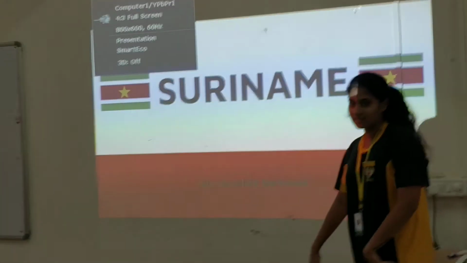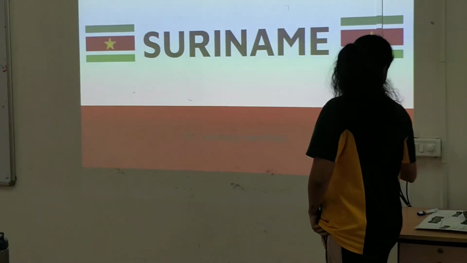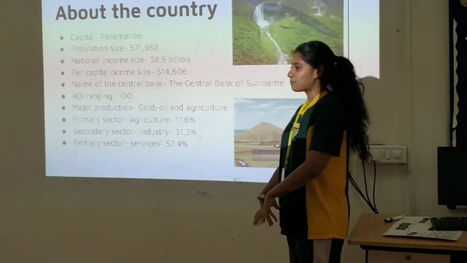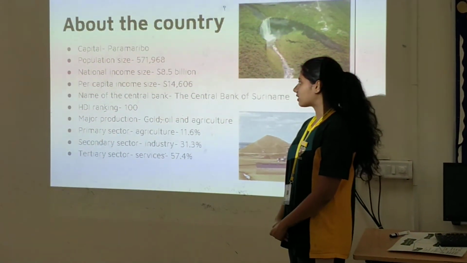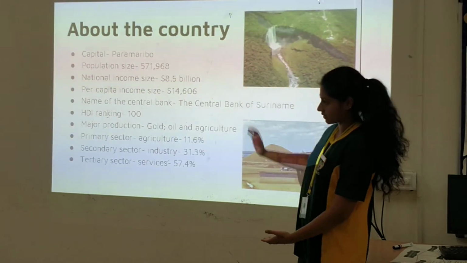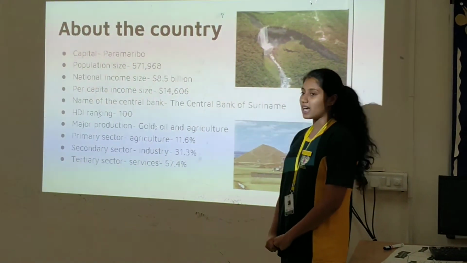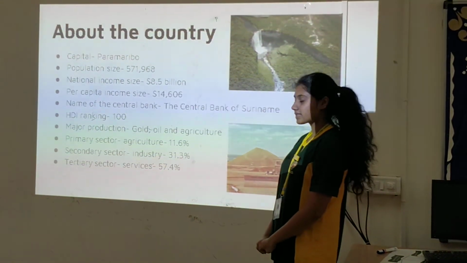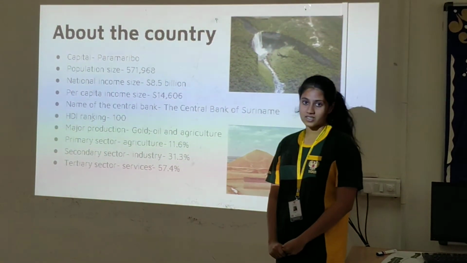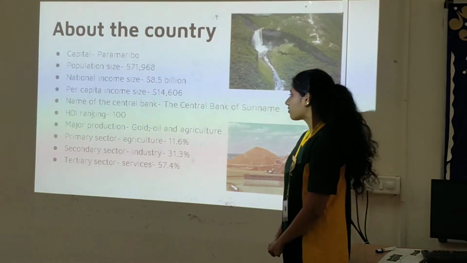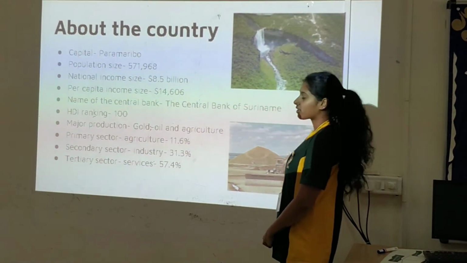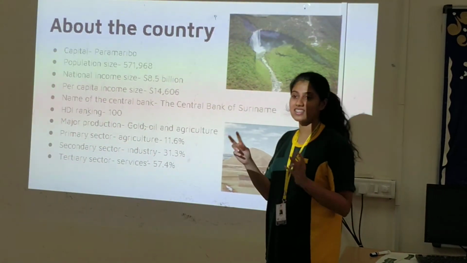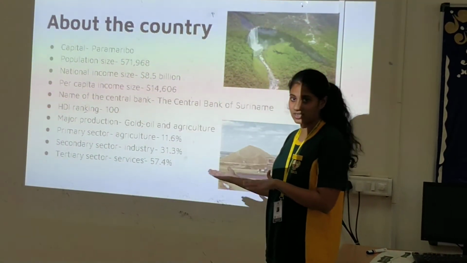So the country I was given is Suriname. It is in South America. The capital is Paramaribo. The population size is the figure given over there. The national income size is $8.5 billion. The per capita income size is $14,606. The name of the central bank is the Central Bank of Suriname. Actually, I have translated it because it's in Dutch, but it means the Central Bank of Suriname.